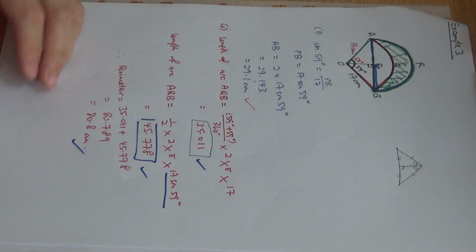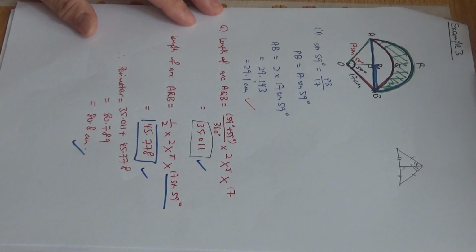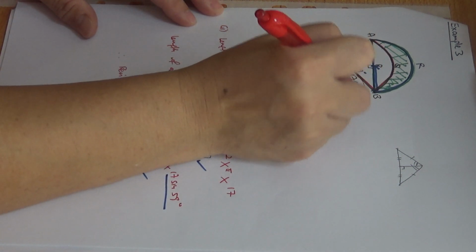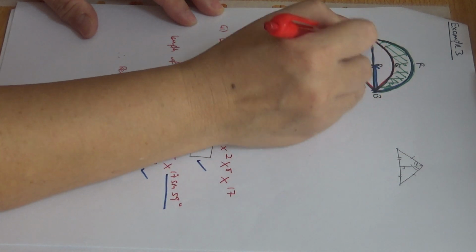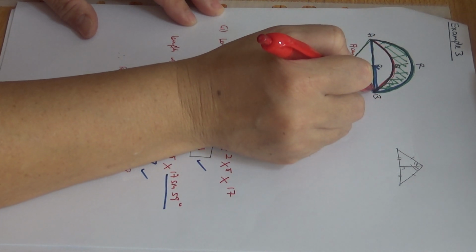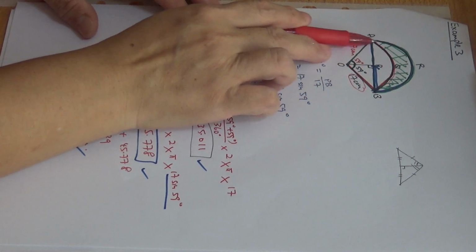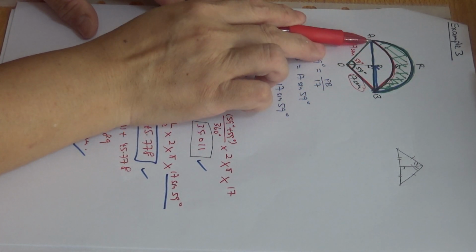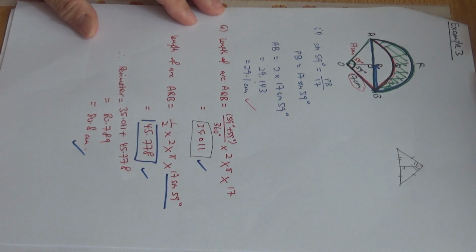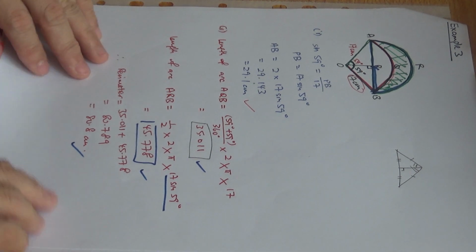One thing to take note is that 17 cm is the radius of the small arc, whereas PB is the radius of the semicircle here. We must know what radius to take and read the question carefully before we can solve the question. So that will be your example 3.